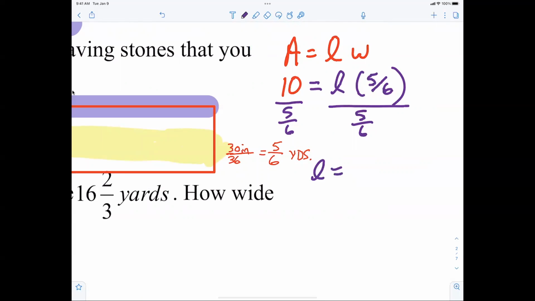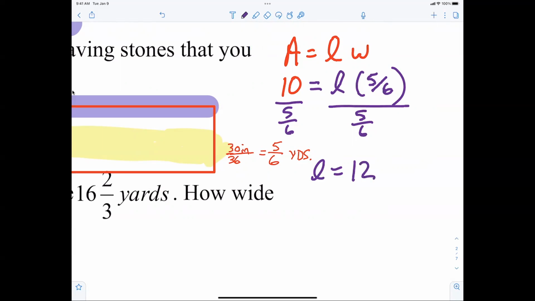So length is equal to, so now take your handy dandy calculator. This is what we're talking about. You got to pay attention 100% of the time. You can't mess around or the test doesn't go well. Every day you have to do that. And somebody tell me what 10 divided by 5/6 is. Exactly what?